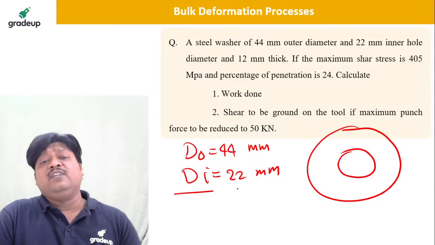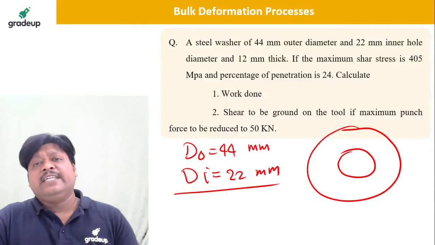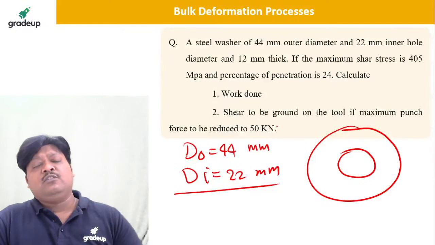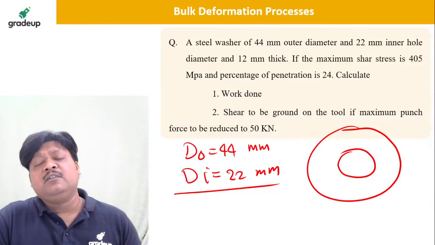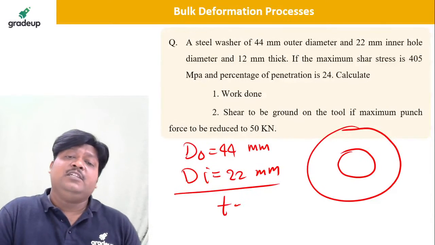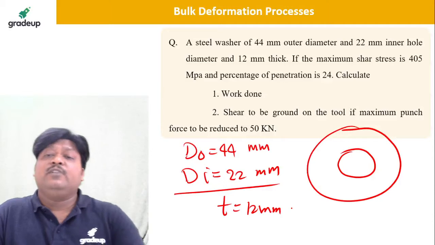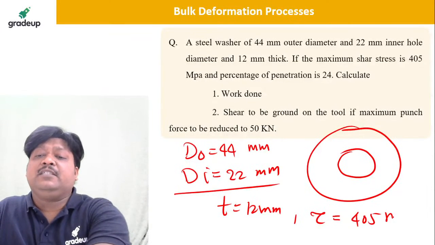And you know that whenever the washer is there, by default it is made by the compound die. So in one stroke, more than two cutting operations you can get only in the compound die. The thickness of the sheet is 12 mm, and the shear stress 405 megapascal is given.